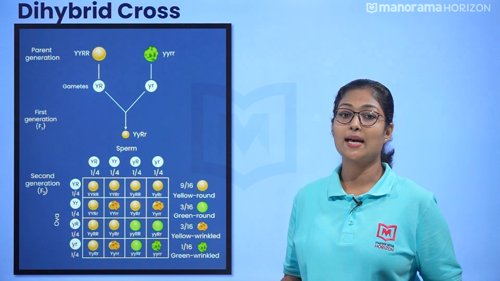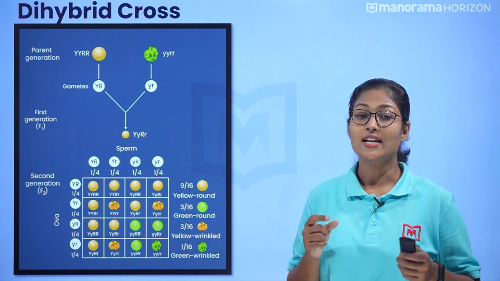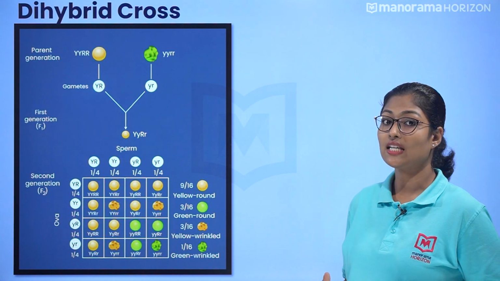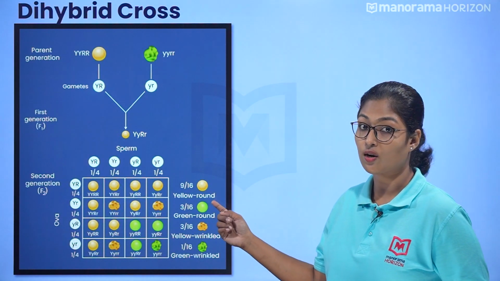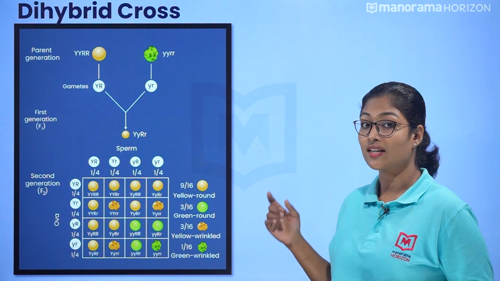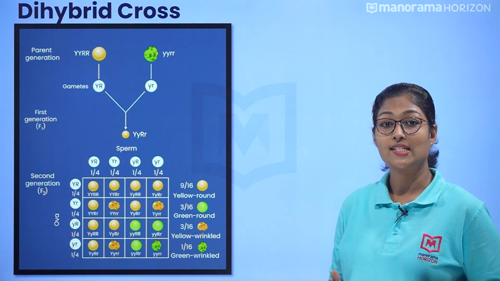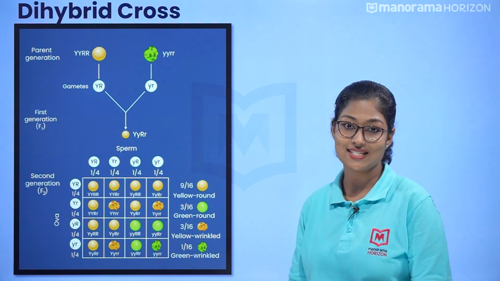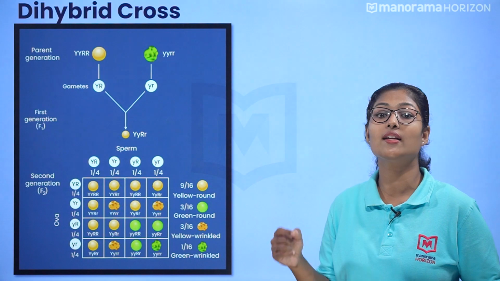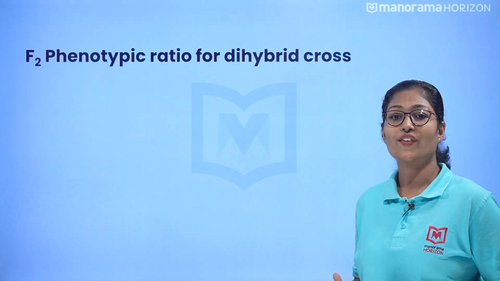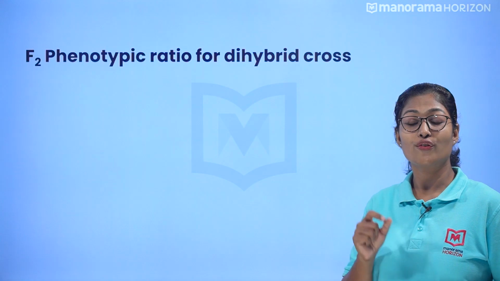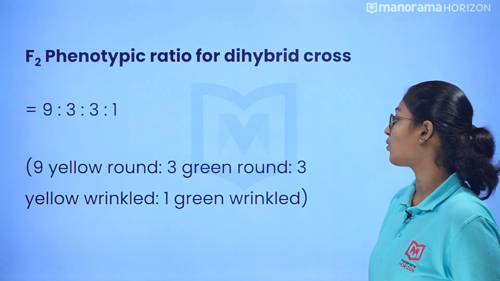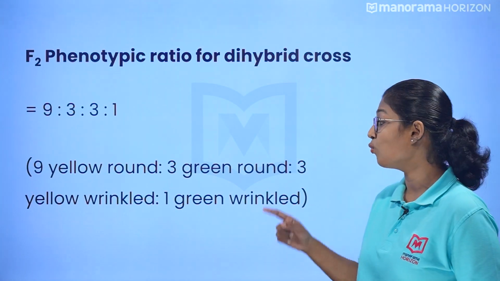Random fusion of these gametes produces the F2 generation in a 9:3:3:1 ratio, wherein 9 out of 16 F2 plants have yellow and round seeds, 3 out of 16 are green round seeds, another 3 out of 16 are yellow wrinkled seeds, and 1 out of 16 is a green wrinkled seed. So, the F2 phenotypic ratio for the dihybrid cross is thus 9 yellow round to 3 green round to 3 yellow wrinkled to 1 green wrinkled.